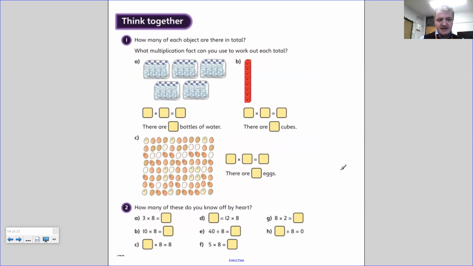Okay, now think together. First of all, the most important thing is to read the question. How many of each object are there in total? What multiplication fact can you use to work out the total?